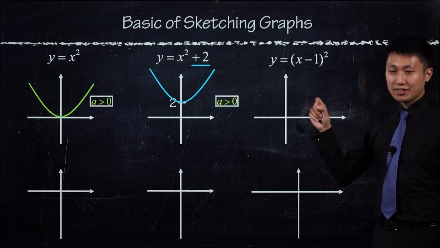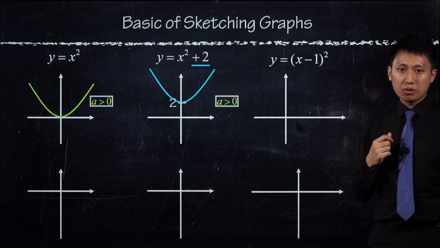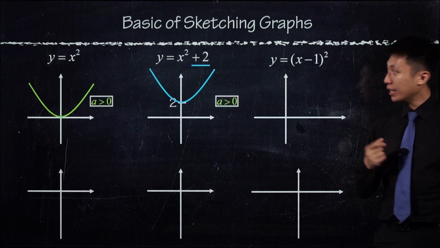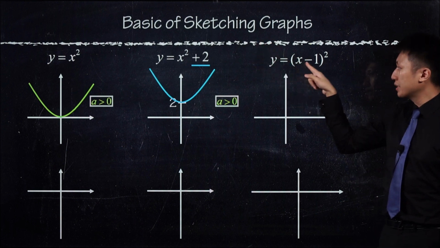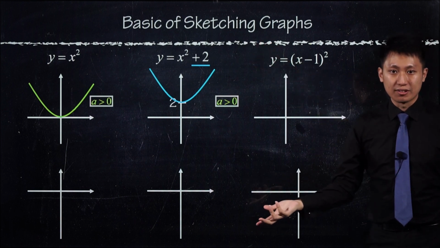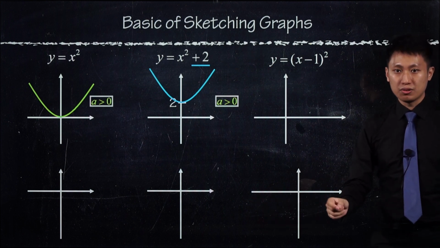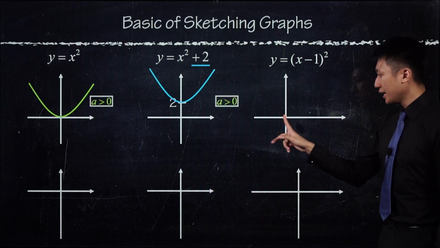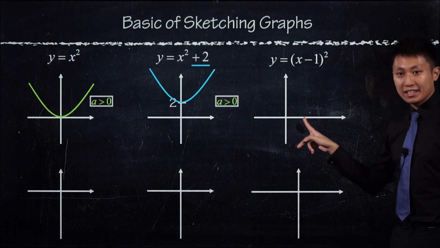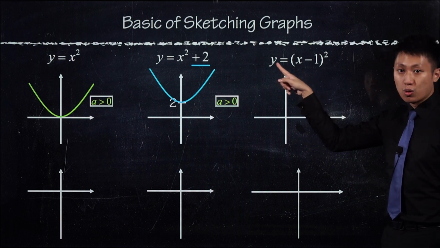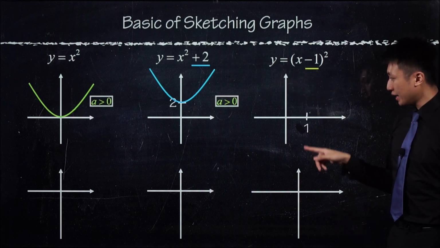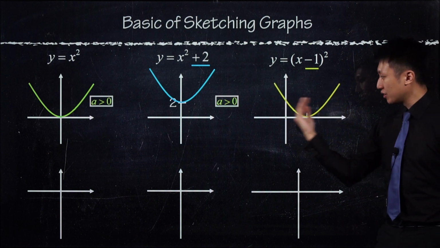What is the value that will make y equal to 0? If y equals 0, then (x - 1) squared has to be equal to 0, meaning x has to be equal to 1. So when x is 1, y is 0. It will look like this. It shifts to the right.